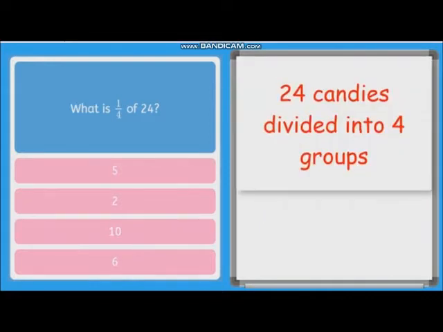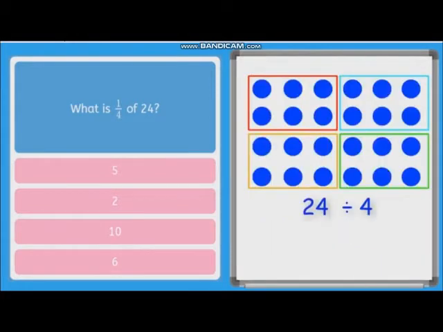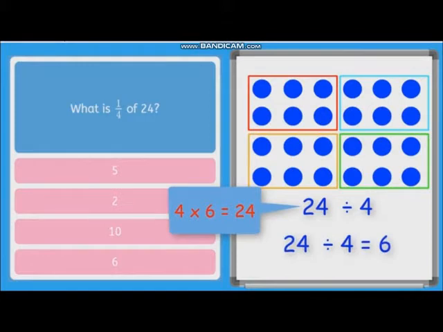Or what we can simply do, we are dividing 24 candies into 4 groups. So we can simply divide the numbers 24 and 4. We are dividing this 24 by 4. So 24 divided by 4, that means 4 की टेबल में 24 कितने टाइम्स आता है? 6 टाइम्स आता है. So we can simply say 4 into 6 is 24. So the answer is 24 divided by 4 is 6.